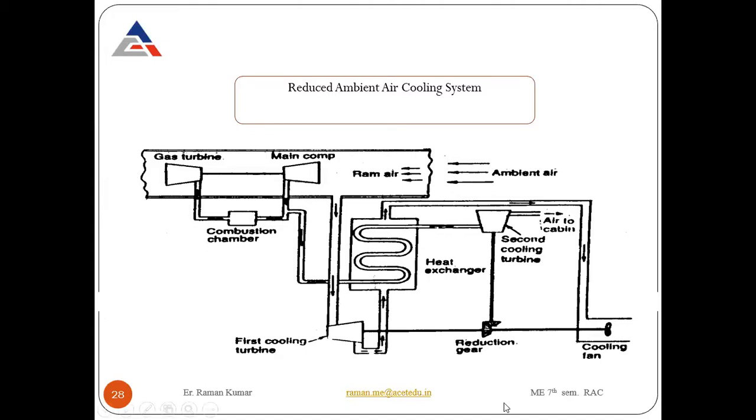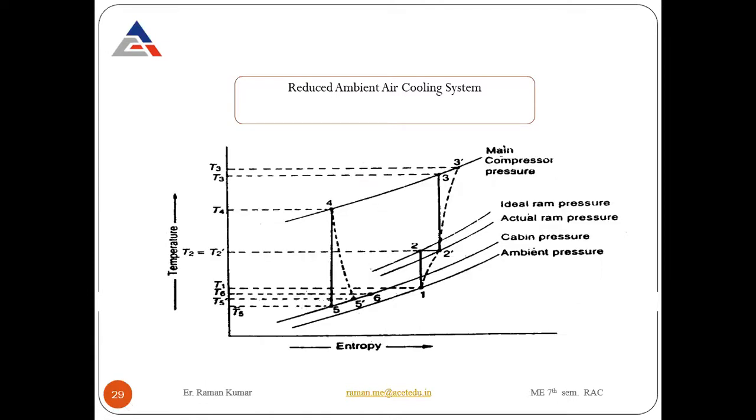Now I am moving to the TS diagram. So this is all about the TS diagram. Look here, 1 to 2: ramming action will be there. This is the isentropic ramming action, actual ramming pressure from 1 to 2 dash.